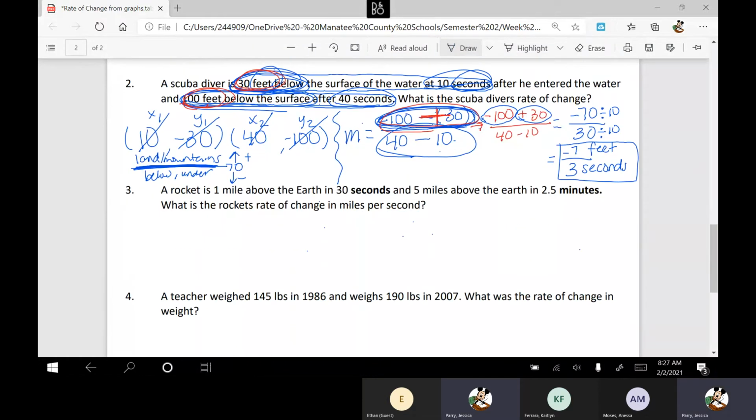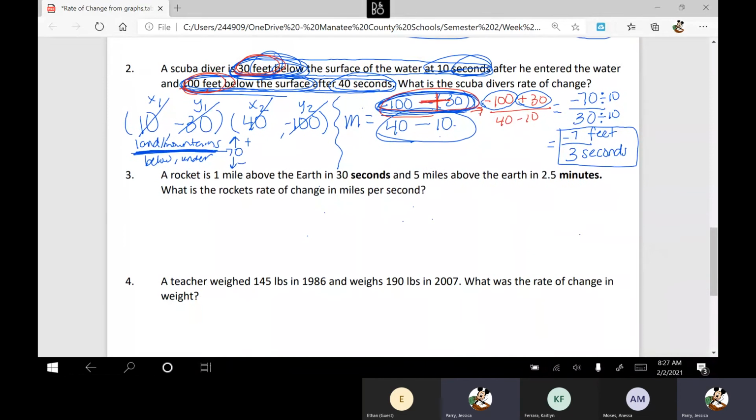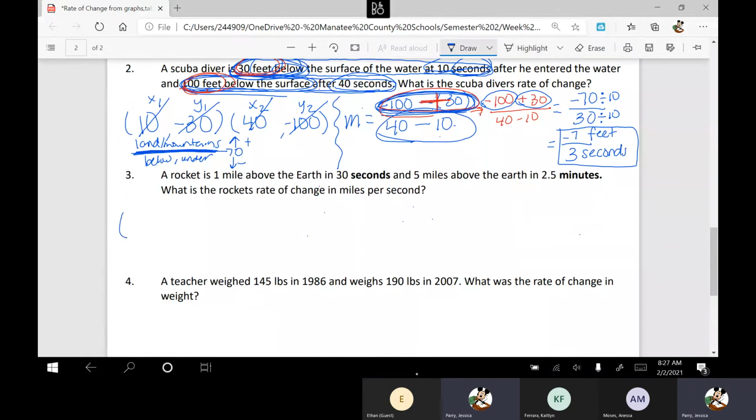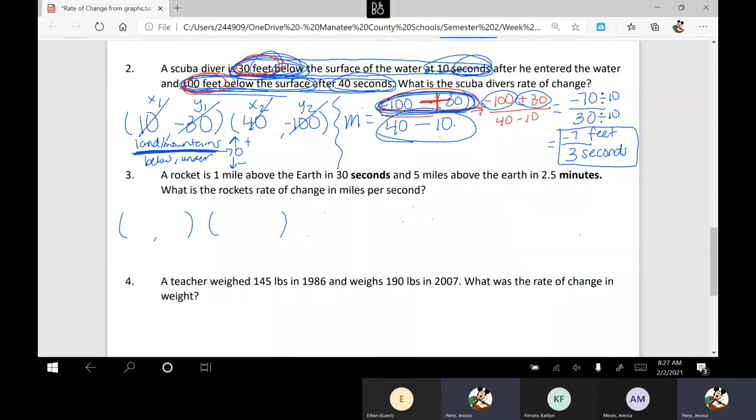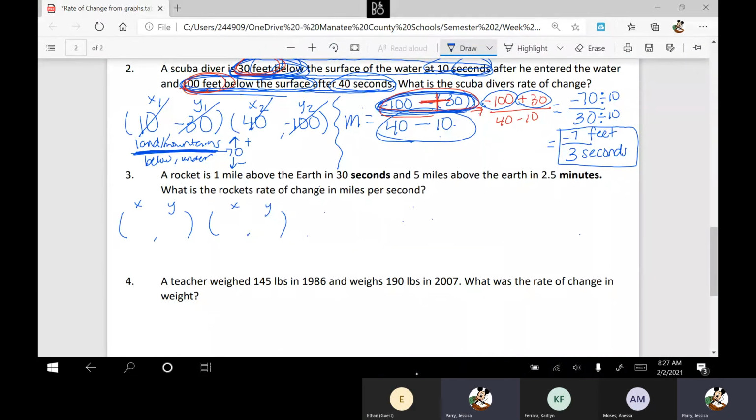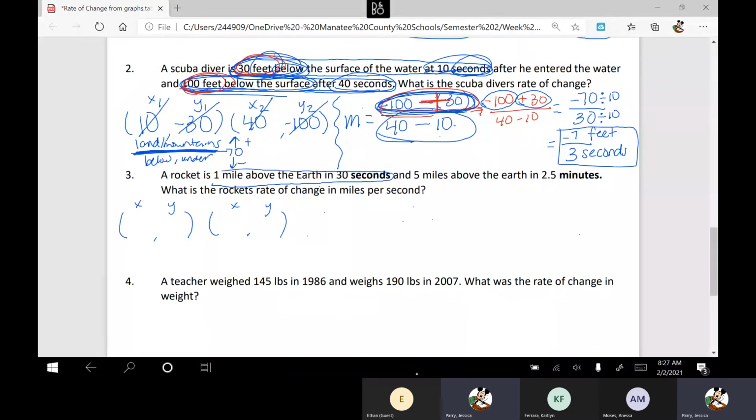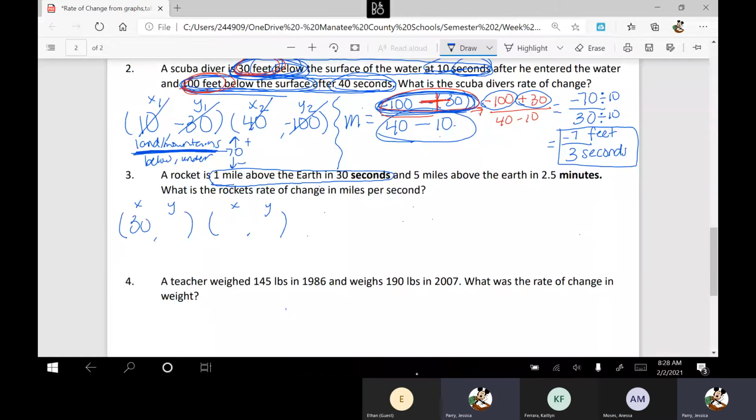Okay, let's keep on going. Number 3. A rocket is 1 mile above the Earth in 30 seconds and 5 miles above the Earth in 2.5 minutes. What is the rocket's rate of change in miles per second? Okay, so let's have our first point and our second point, over x, y, x, y. Our first one, we have 1 mile in 30 seconds. So how can I write this? Remember, time goes first. 30, 1. Perfect.